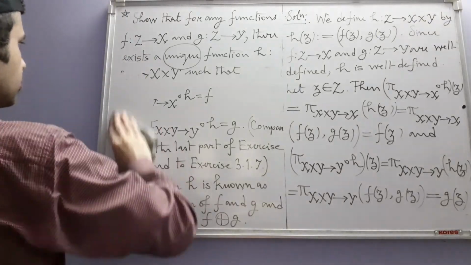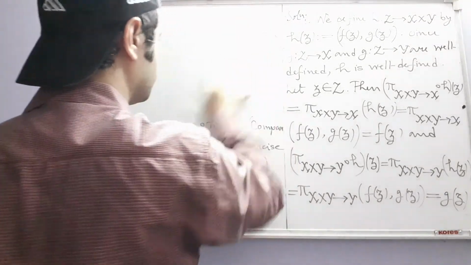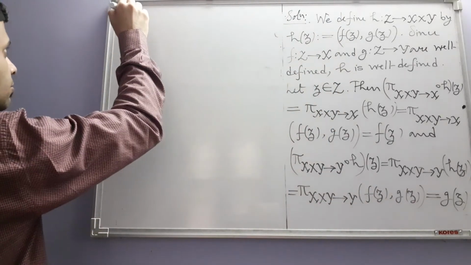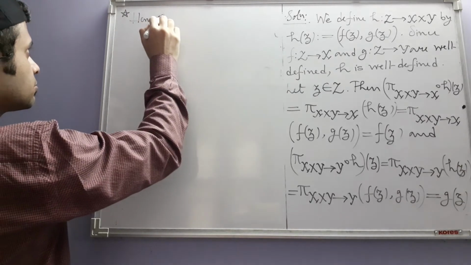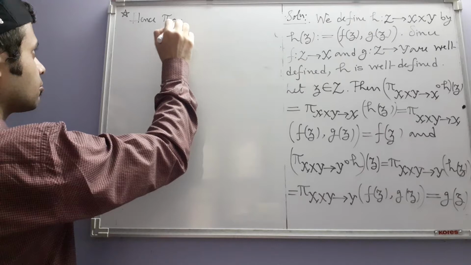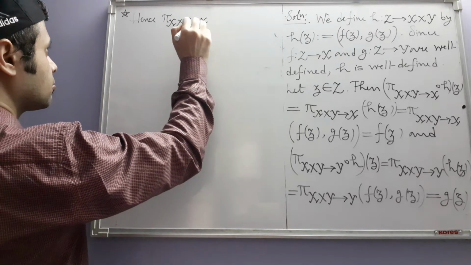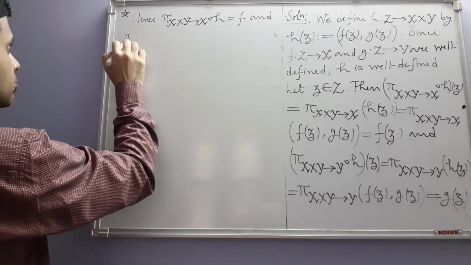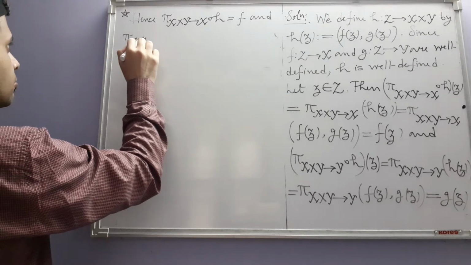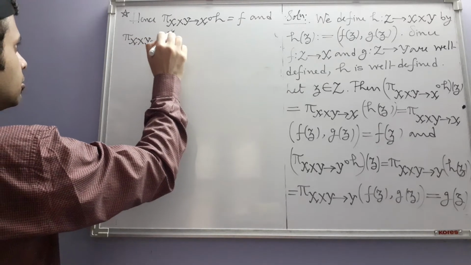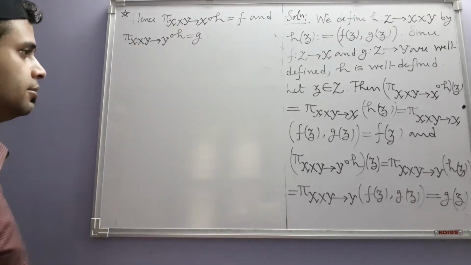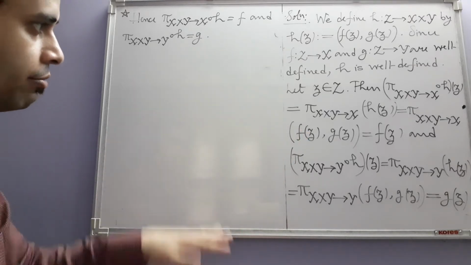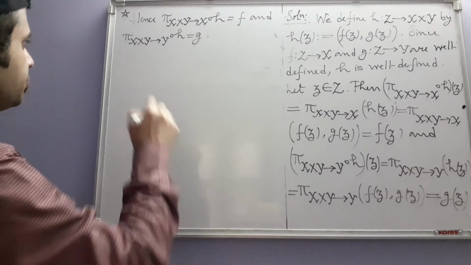Hence the composition of the projection to X with H is equal to F, and the composition of the projection to Y with H is equal to G. So we have proved that such a function H exists. Now we have to prove that H is unique.